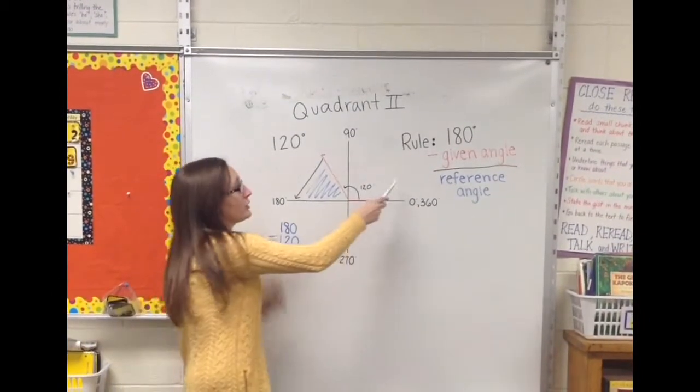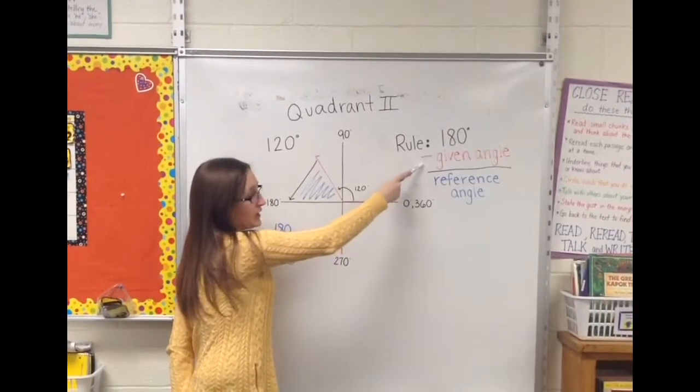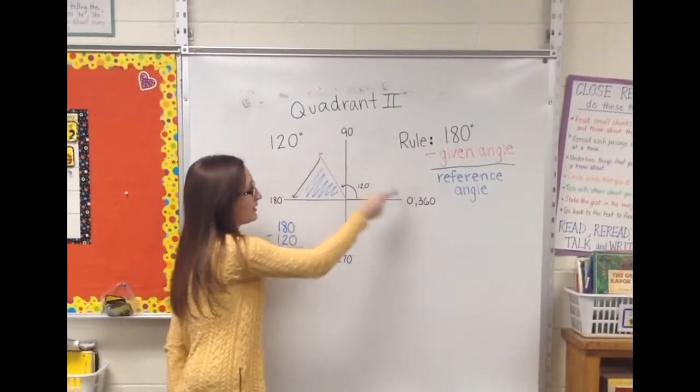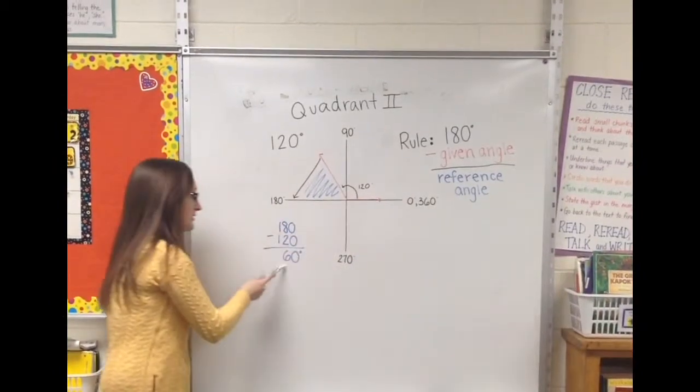So the rule for quadrant 2 is you take 180, you subtract your given angle, which was 120, and that'll give you your reference angle, which in this case was 60.